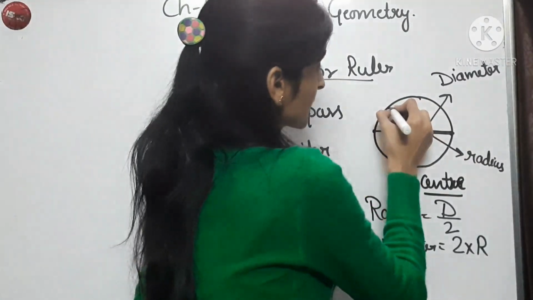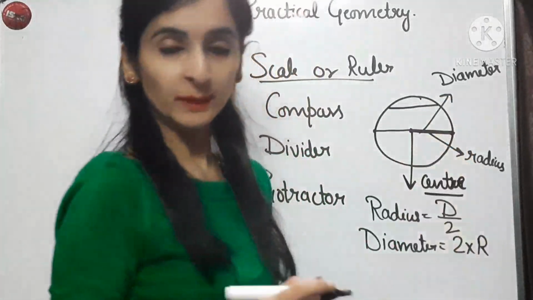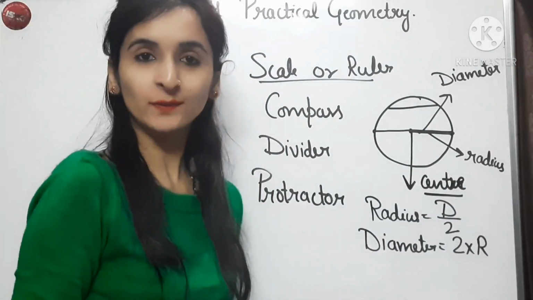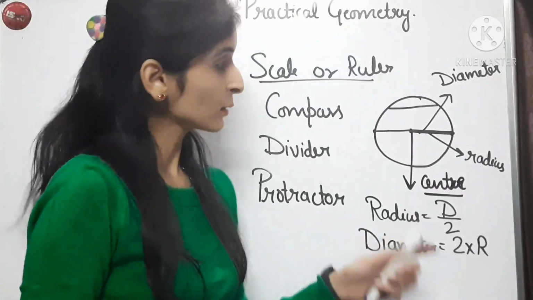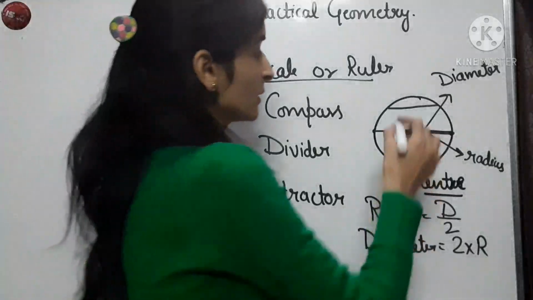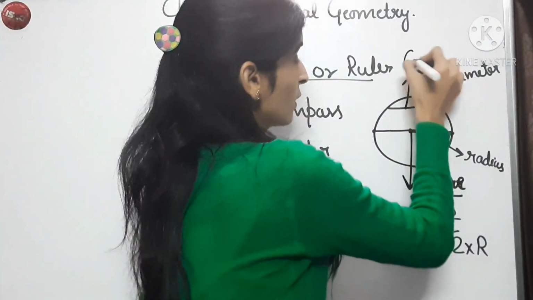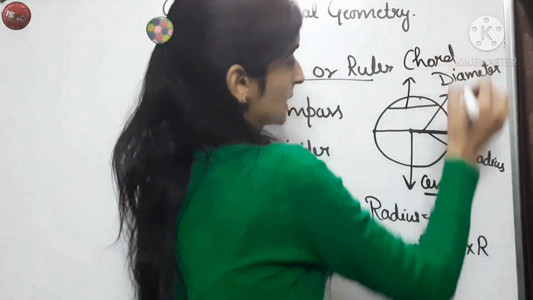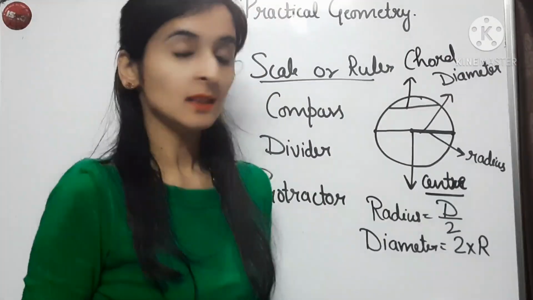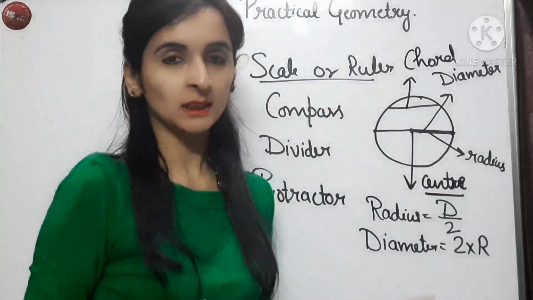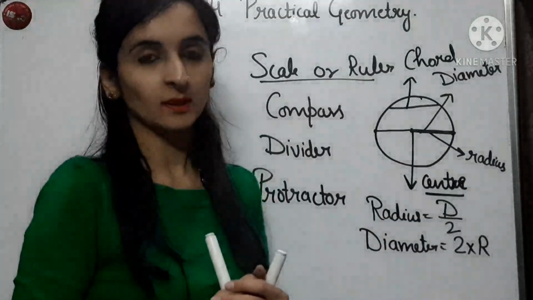And when a line segment does not pass through the center of the circle, what is that line segment called? This is called the chord of the circle, right? So this was about the circle and the parts of a circle.